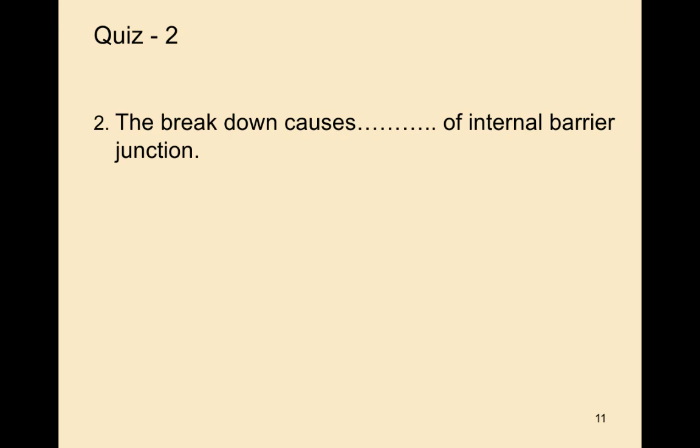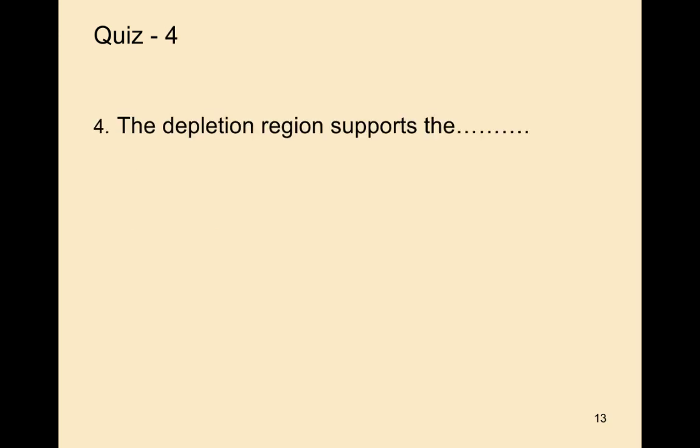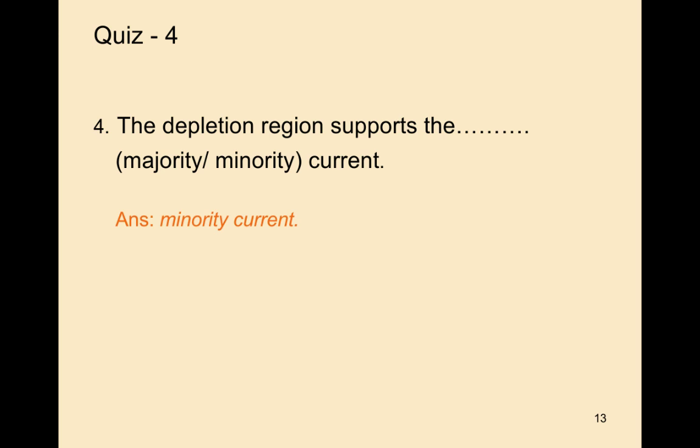The breakdown causes rupture of the internal barrier junction. The breakdown causes collapse of the internal barrier junction, that means collapse or rupture. Next question: the reverse saturation current is due to the minority charge carriers. The depletion region supports only minority current.